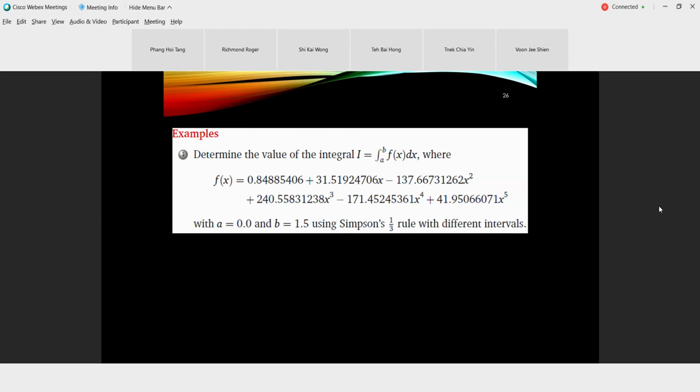Okay. Example. Get me the value of the integral for the function given, 0.8488 and so on until x power 5, with 0 lower boundary and 1.5 upper boundary, using Simpson 1/3 rule with different intervals. Any volunteer to explain what is the interval that you want to use?